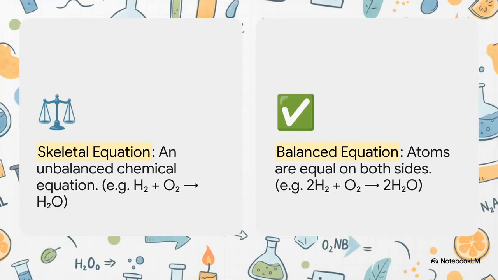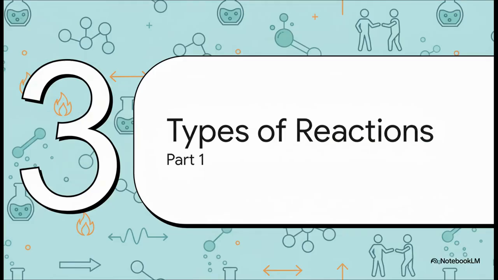That's it. Let's look at a classic example, making water. The basic or skeletal equation is H2 plus O2 gives you H2O. But wait, look closely. We have two oxygen atoms on the left, but only one on the right. See, it's not equal. So we balance it. The correct version is 2H2 plus O2 gives you 2H2O. Now, if you count them up, we have 4 hydrogens and 2 oxygens on both sides. It's perfectly balanced. You guys are doing great.